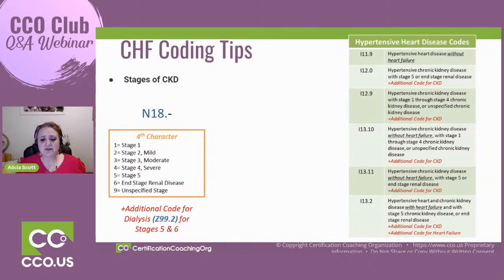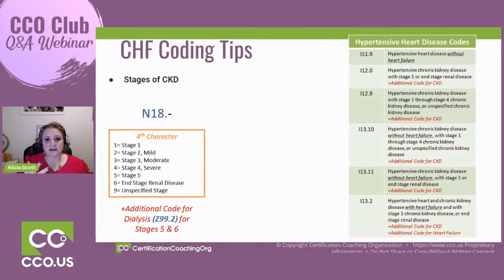Then if you are I12.0, then that's hypertension with CKD. Okay, two organ systems: you've got hypertension and you've got the kidneys, so that's why it's a two. And there's two choices. You got 0 and 9 for different stages, but then you move into I13.